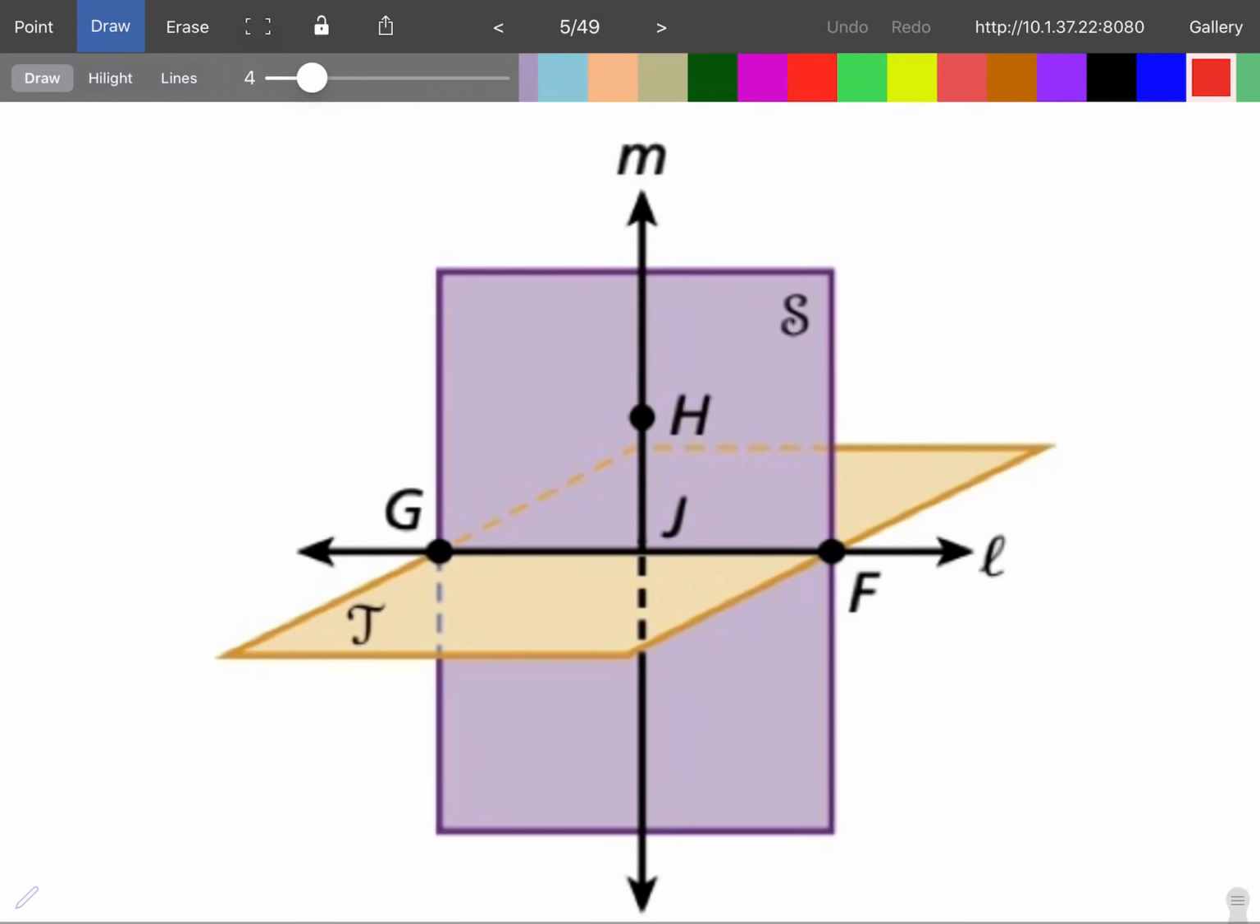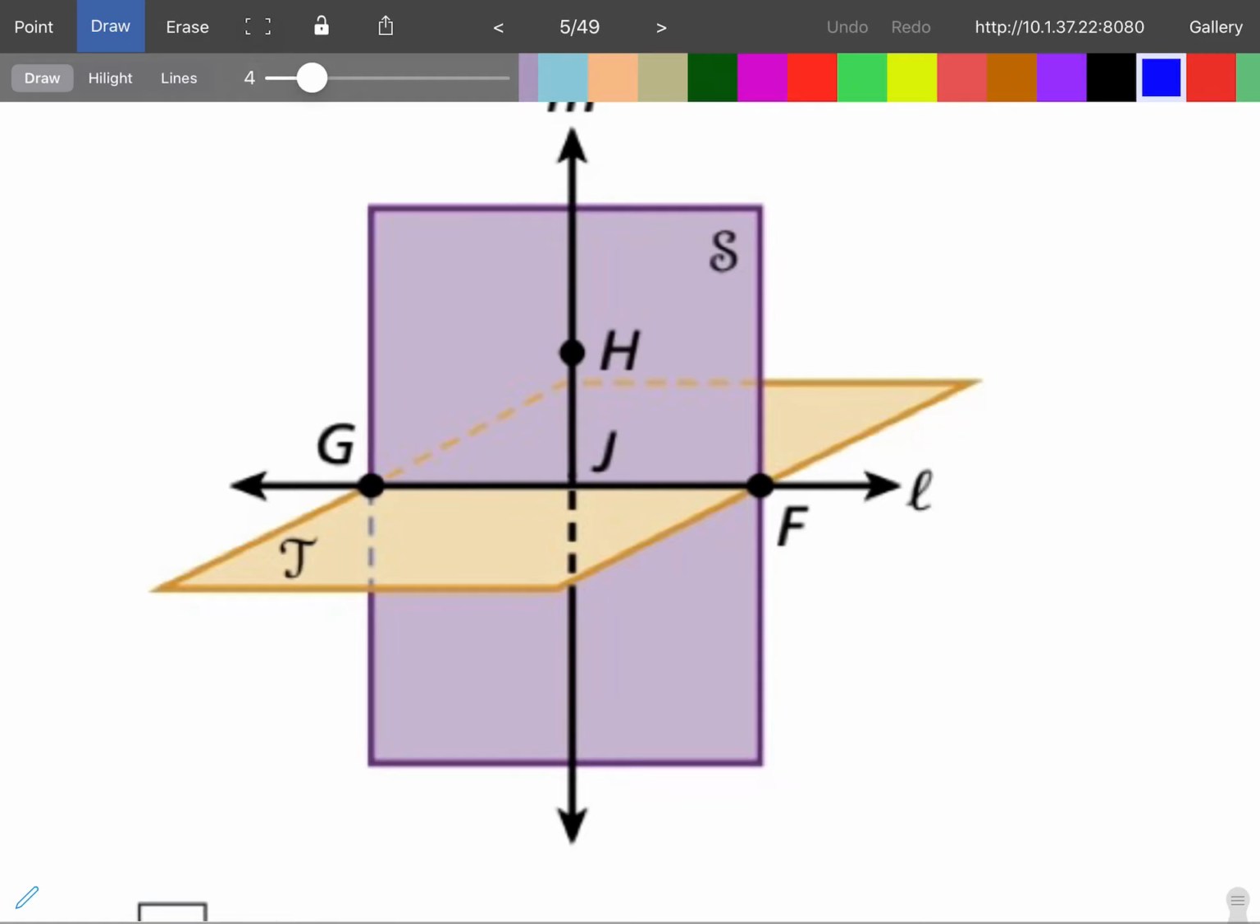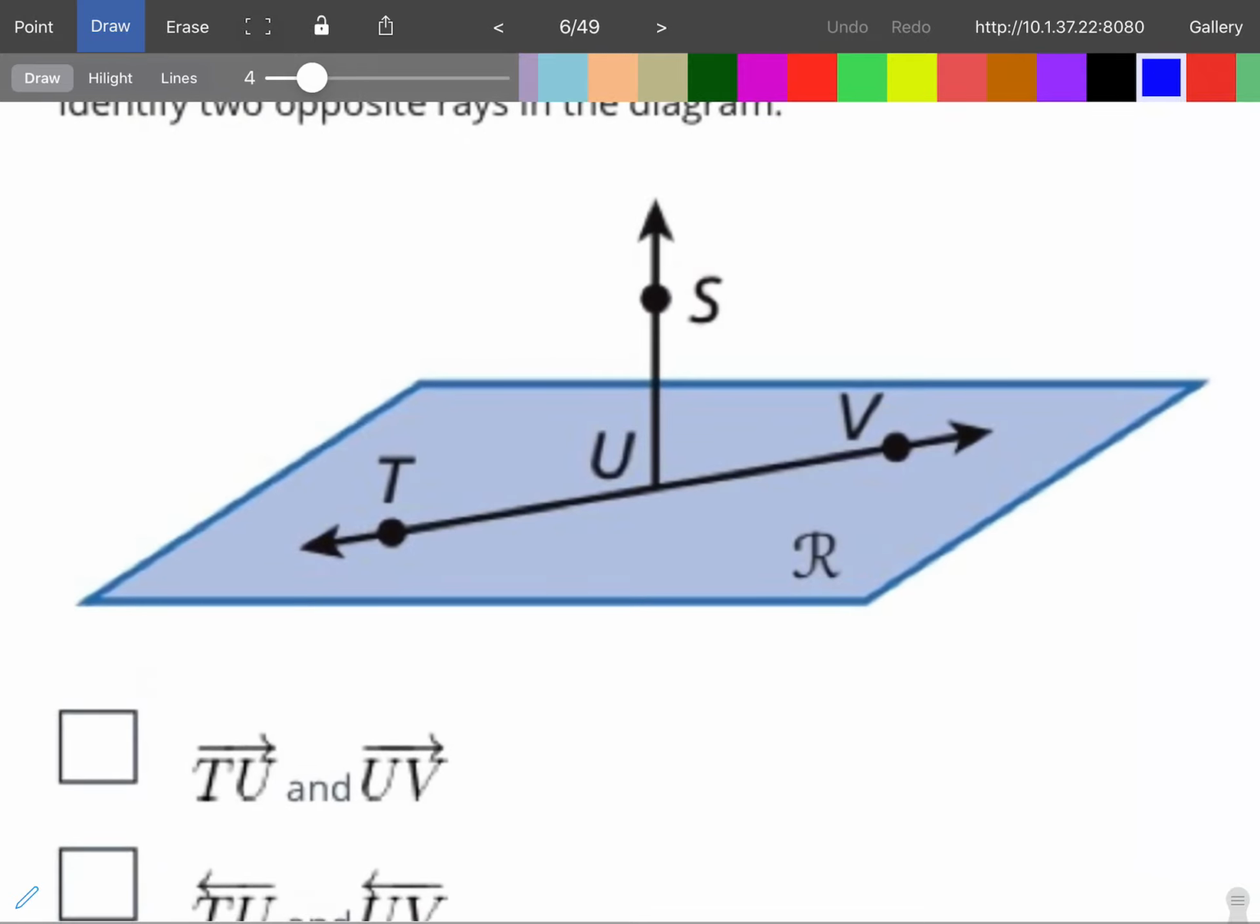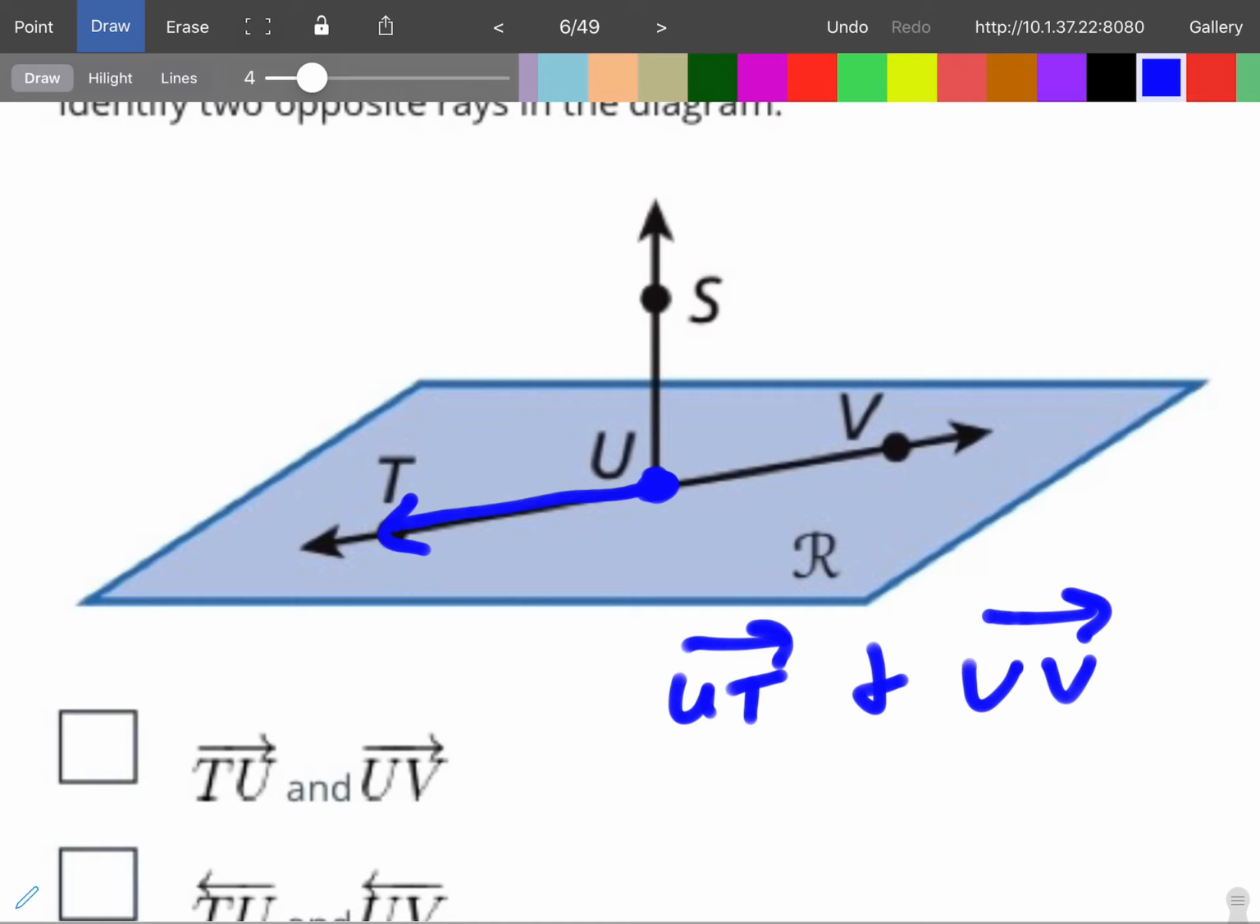Alternate names for planes. So here we're looking at plane T. This one doesn't really have one, because the only 3 points here are all in the same line. So that was something of a trick question. Opposite rays. This would be something like UT and UV. They have to share the same endpoint and go forever in one direction, completely 180 degrees away from each other, to be called opposite rays.